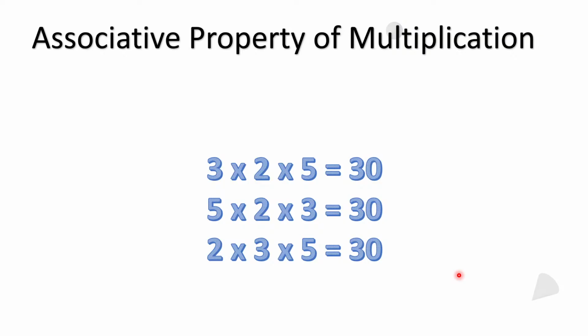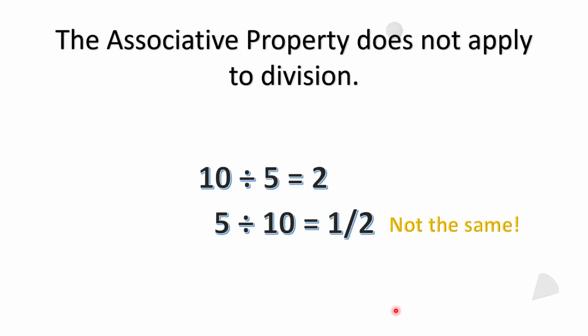All right, the associative property also applies to multiplication. In other words, you can rearrange these numbers any way you want. You're still going to get the answer of 30. 3 times 2 times 5 is 30, because 3 times 2 is 6, 6 times 5 is 30. 5 times 2 is 10, 10 times 3 is 30. 2 times 3 is 6, and then multiplied by 5 gives you 30. So the numbers can be switched.